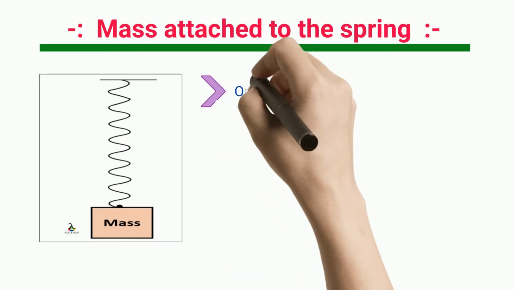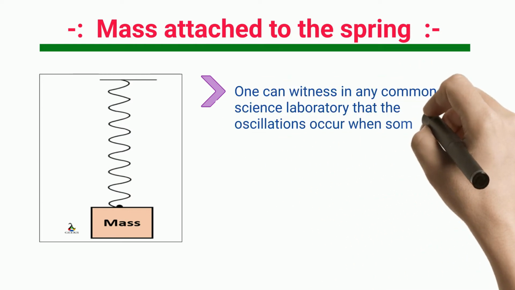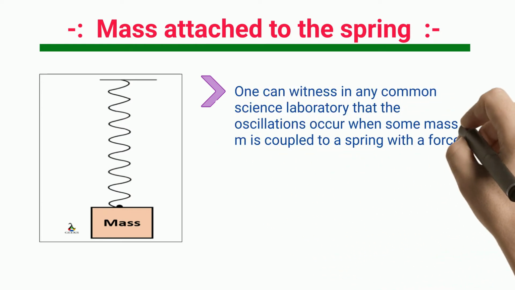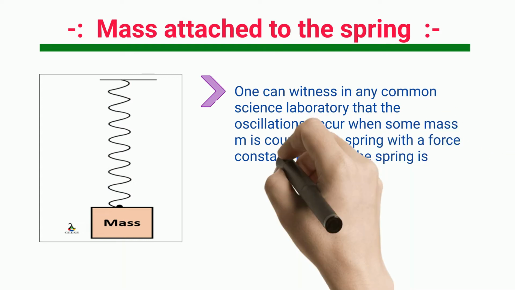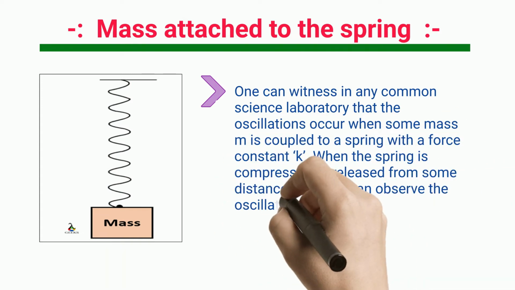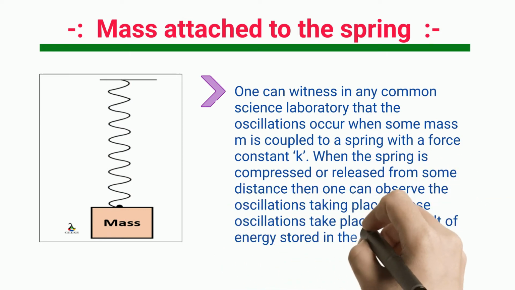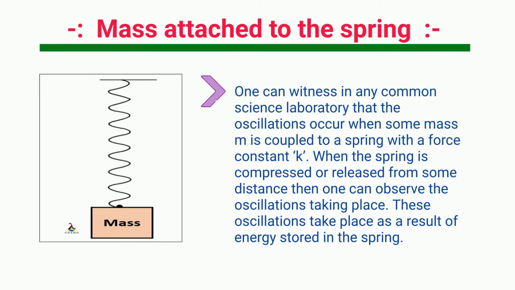Mass attached to the spring. One can witness in any common science laboratory that oscillations occur when some mass m is coupled to a spring with a force constant, k. When the spring is compressed or released from some distance, one can observe the oscillations taking place.